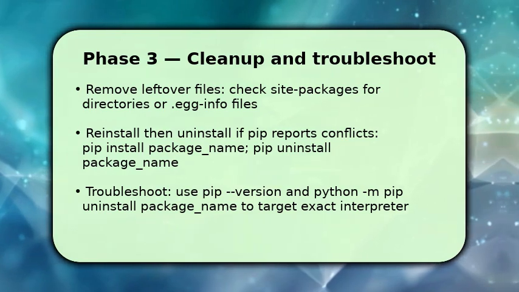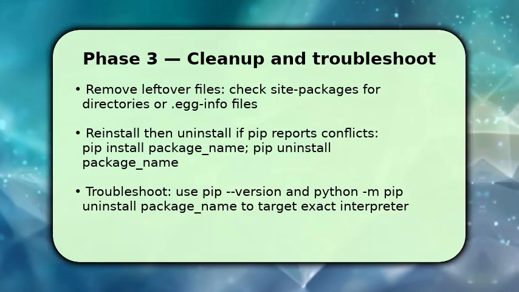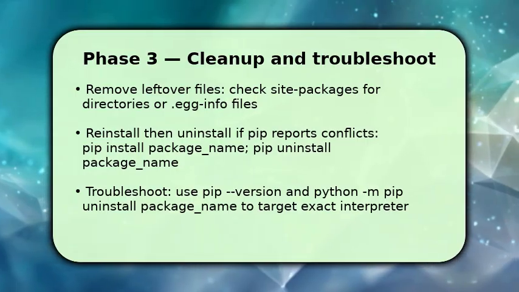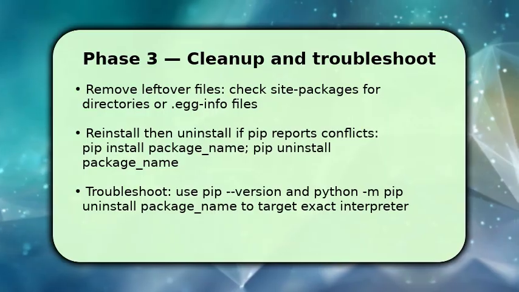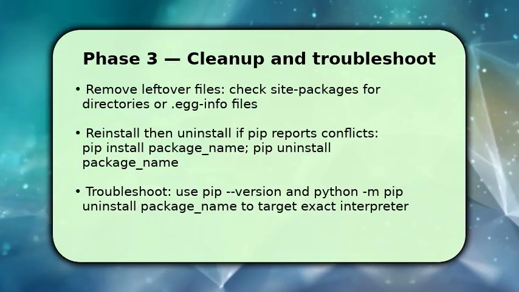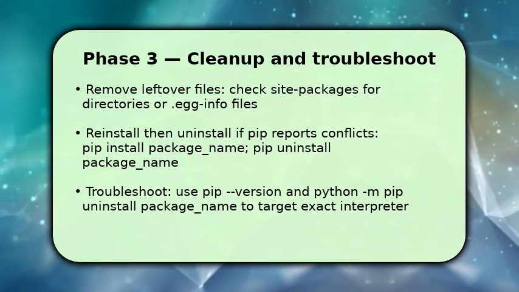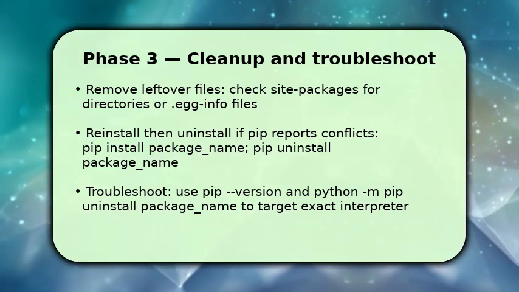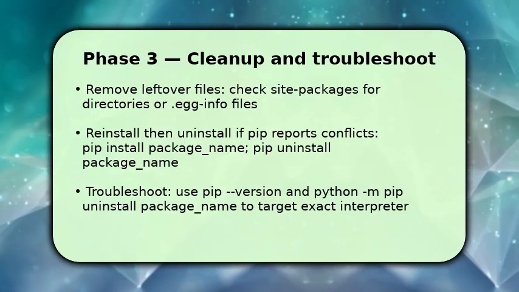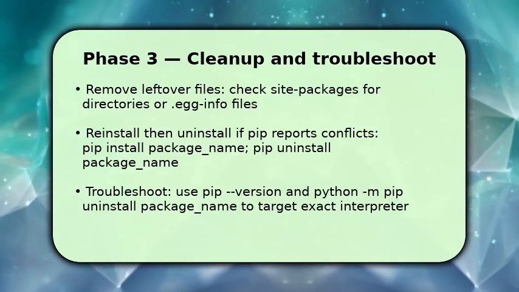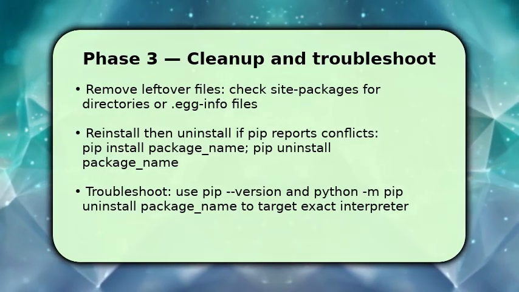If pip reports conflicts or partial removals, reinstall the same version then uninstall again to let pip clean up. If problems persist, run python -m pip uninstall package-name using the desired Python executable to ensure the correct interpreter is targeted. One key tip: when commands disagree, always verify pip --version to confirm which Python is being affected.